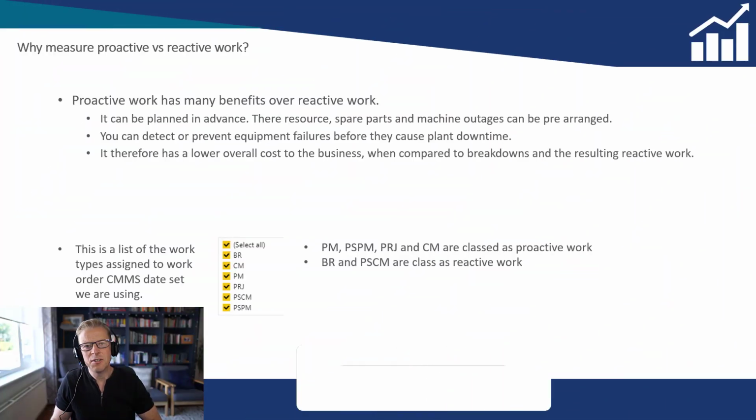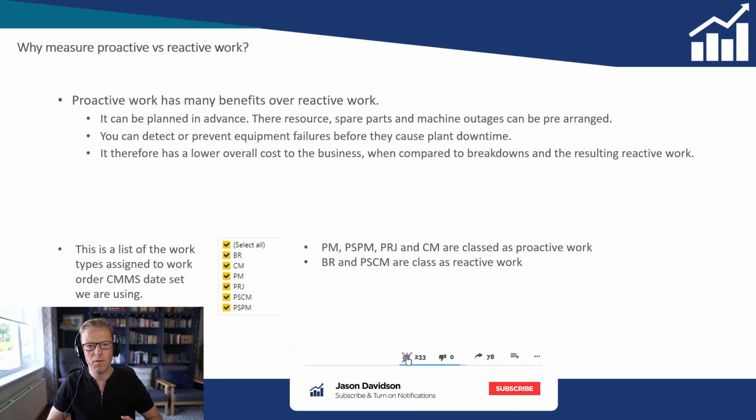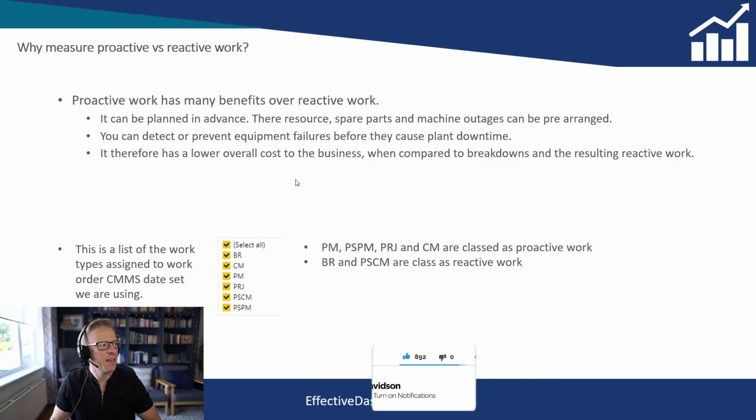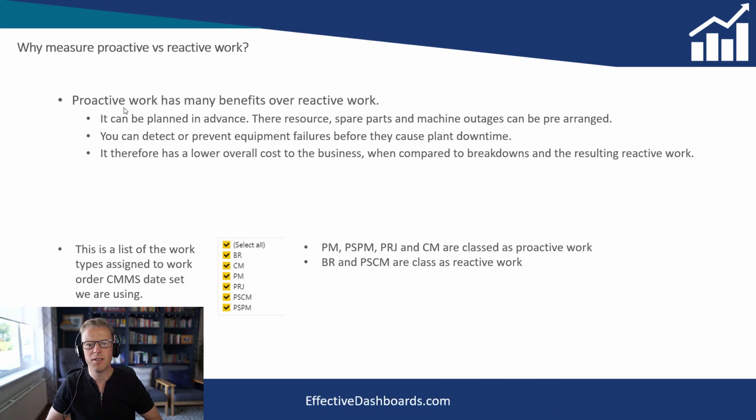The first thing I'm going to do is go through a quick overview of what the KPI is and why we'd want to actually measure this information. So proactive work is basically work that is planned and is known ahead of time. It's work that you actually know the scope of. It can be planned in advance. The resources, the spare parts, the requirement for machine outages, all of that information is known up front. So the work can be pre-arranged.